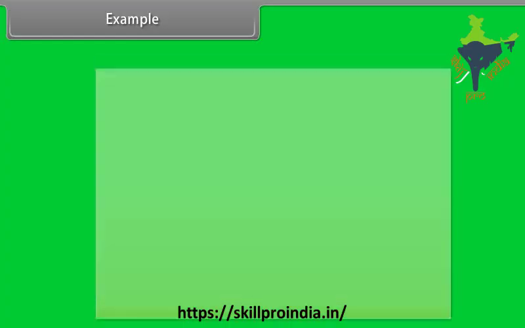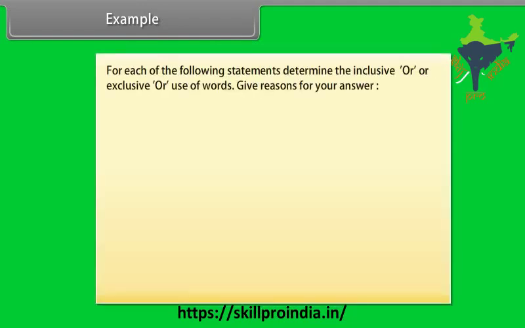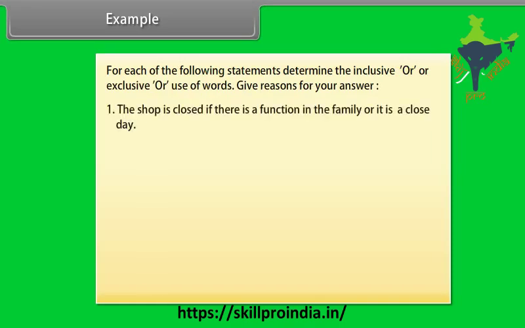Example: for each of the following statements, determine the inclusive or exclusive use of the word or. Give reasons for your answer. 1. The shop is closed if there is a function in the family or it is a closed day. 2. Students can offer Sanskrit or Urdu as a third language.